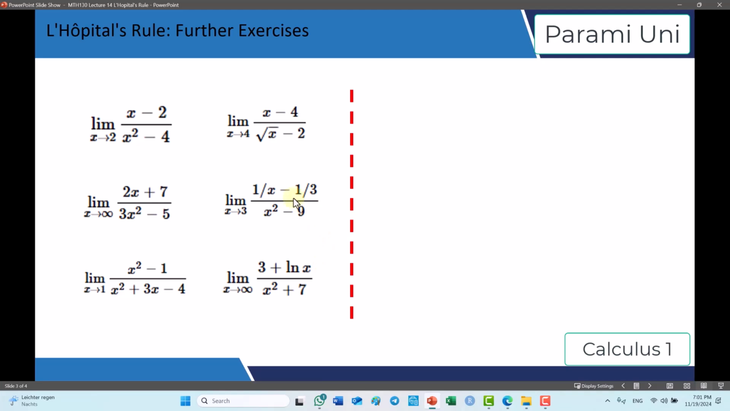In order to check whether you understood L'Hopital's rule, try to calculate these limits.